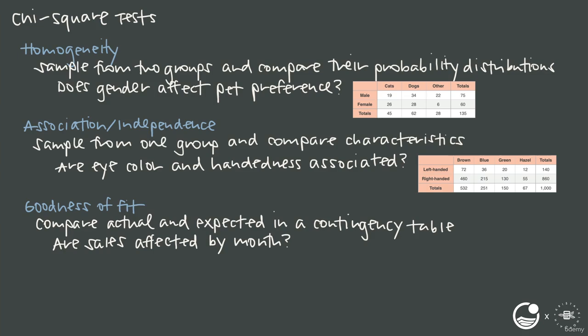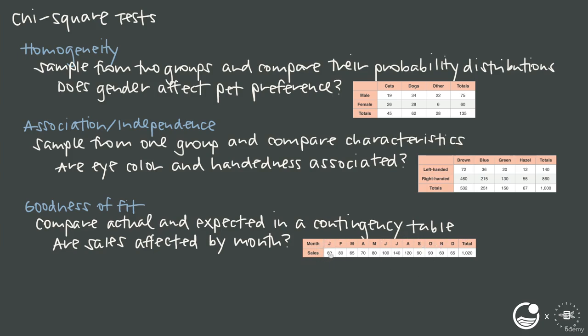The third kind of test we'll look at is a chi-squared goodness of fit test. And here we're comparing actual versus expected values in a contingency table. For example, we might try to answer the question, are sales, number of sales of a product, affected by month? And maybe we would use this table here where we have the months of the year, January, February, March, etc.